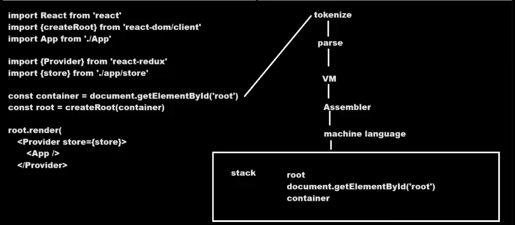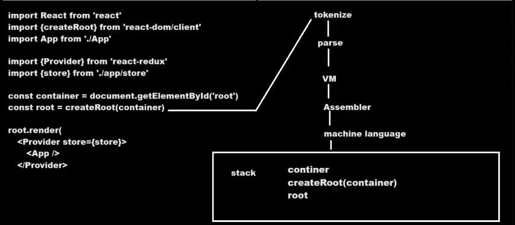Pop up root, pop up document getElementById, and pop up container; the stack is empty. As a result of that, we have a constant container. It is an abstraction or virtualization of the div in index.html named root. Statement: constant root, declaration of variable root equals createRoot with parameter container.